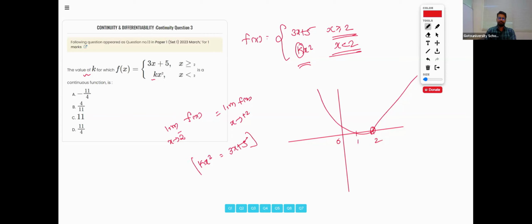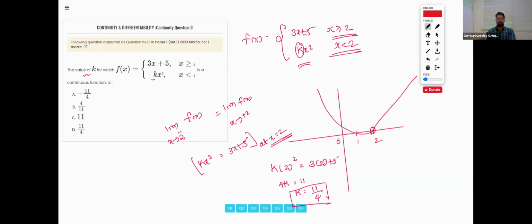At x is equal to 2, that's the point we are looking at. So in the place of x, we are going to replace it by 2. If this is continuous, this has to be true: 3 into 2 plus 5. So what we get is 4k is equal to 11. Then what is the value of k? 11 by 4. Now can you tell me which option that is?